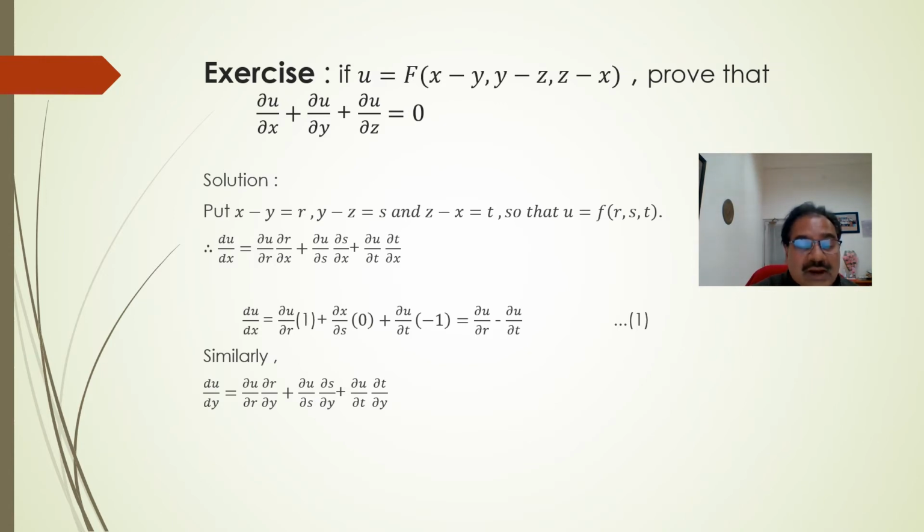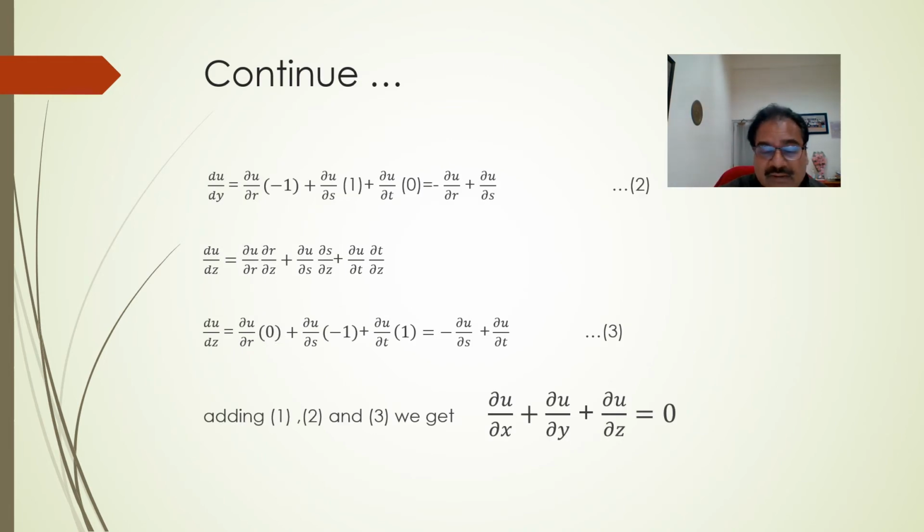du over dx is del u over del r into del r over del x, plus del u over del s into del s over del x, plus del u over del t into del t over del x. In this way, you can write del r over del x, and then from here del s over del x, from here del t over del x. So in this case, you will get these results: this is 1, this is 0, this is minus 1. And in this way, you may find du by dy also. Now putting all these values, and after doing simplification and summation, you will get the right hand side as 0.